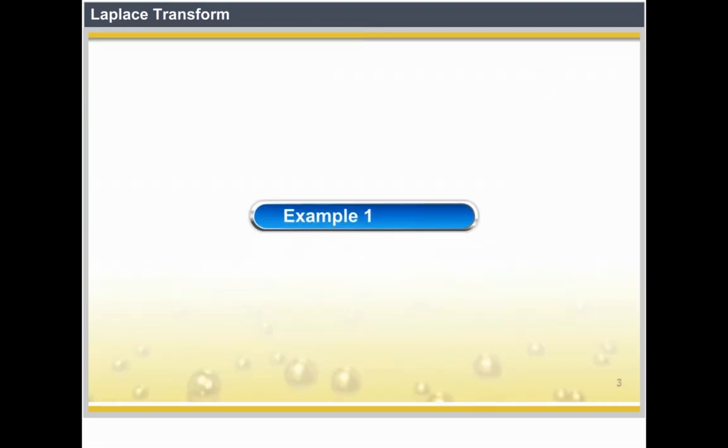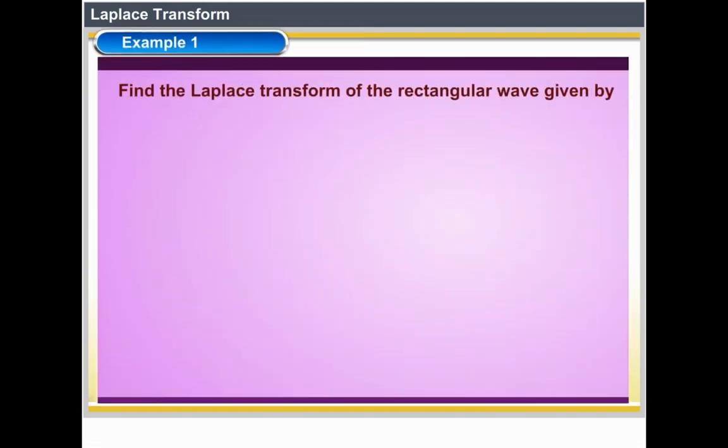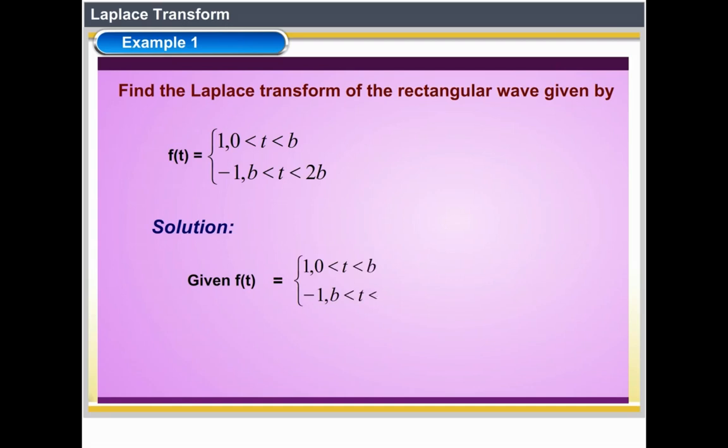Example 1. Find the Laplace transform of the rectangular wave given by f of t equal to 1 for 0 less than t less than b, minus 1 for b less than t less than 2b. Solution. Given f of t equal to 1 for 0 less than t less than b, minus 1 for b less than t less than 2b. This function is periodic in the interval 0 to 2b with period 2b.